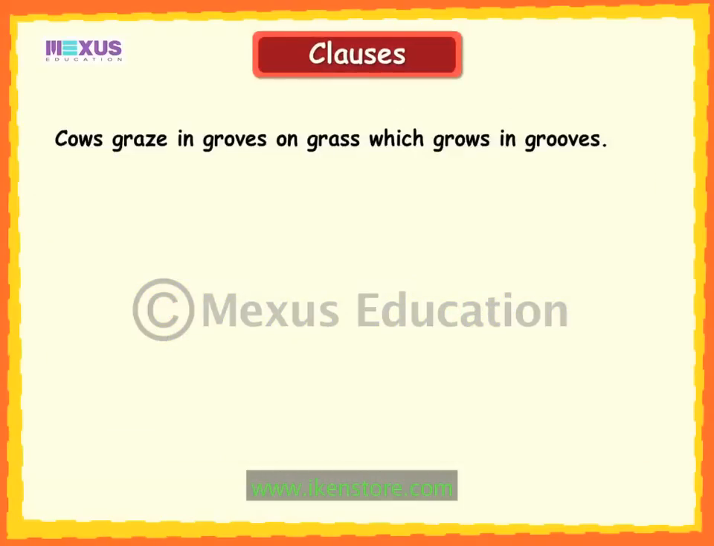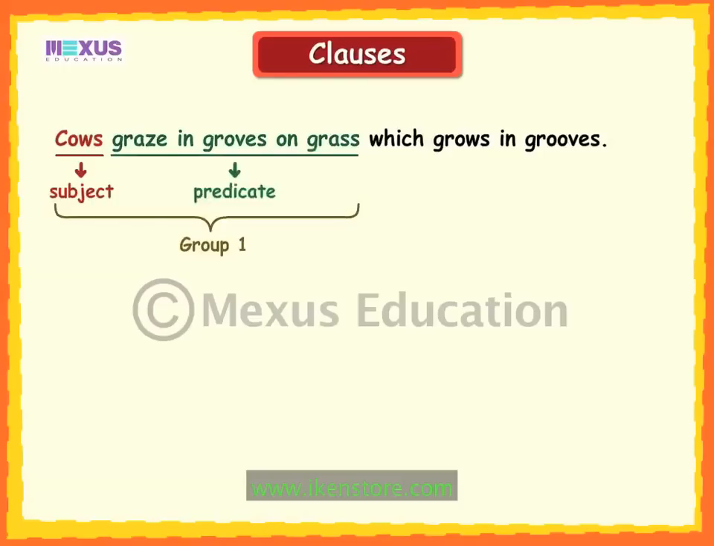However, this sentence is made up of two different groups of words. Let's take a look at them. The first group is cows graze in groves on grass. This group has a subject, cows. It also has a predicate, graze in groves on grass, which describes the subject cows.